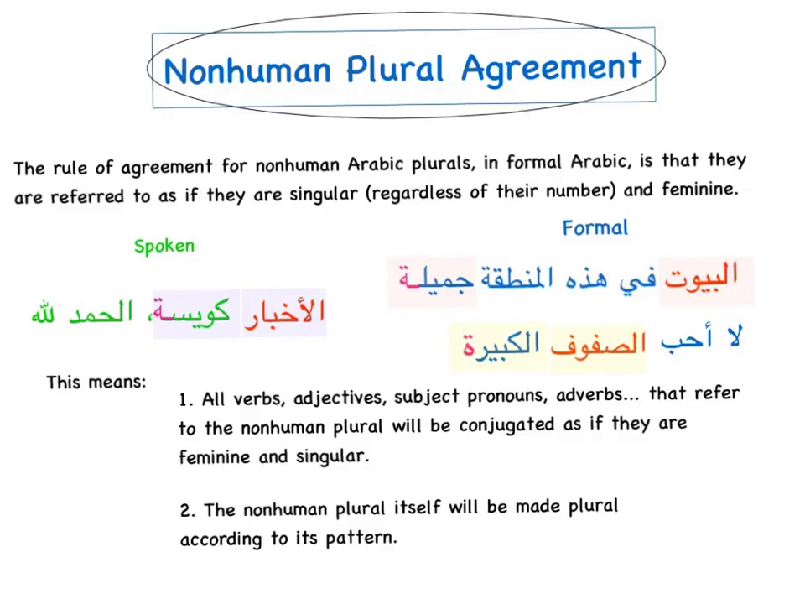So, as a review, keep in mind that all verbs, adjectives, subject pronouns, adverbs, etc. that refer to the non-human plural will be conjugated as if they are feminine and singular, and that the non-human plural itself will be made plural according to its pattern.